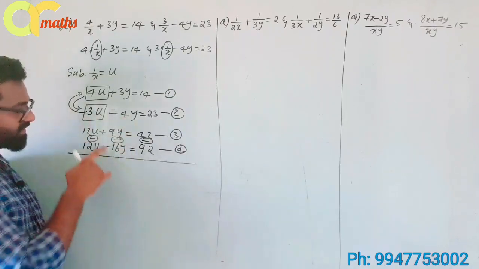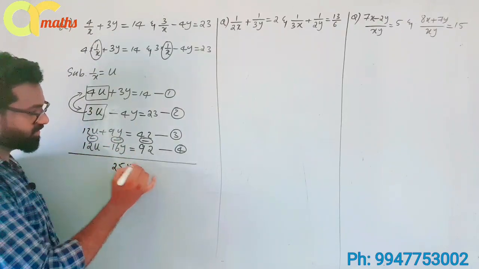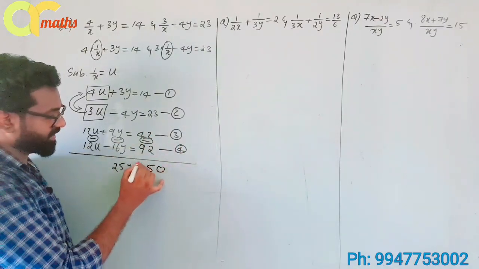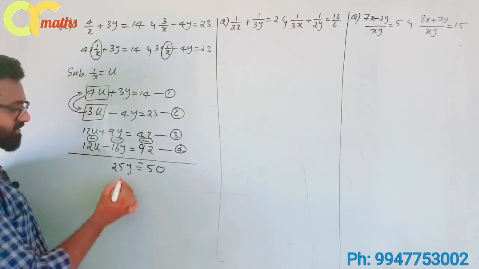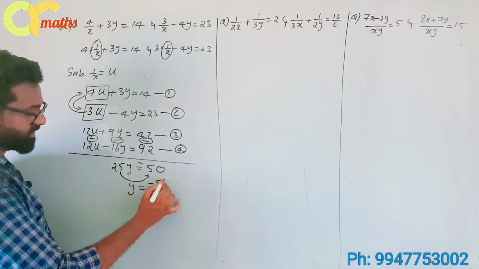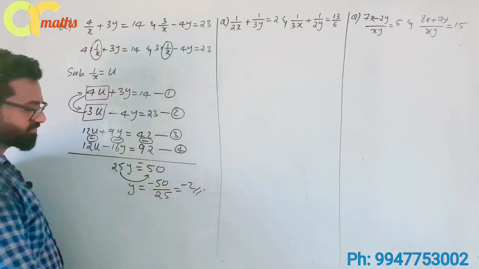12 cancel. 9y minus 16, that is 25y equal to 42 minus 50. Then what is the answer? y equal to minus 50 divided by 25. The answer is minus 2.